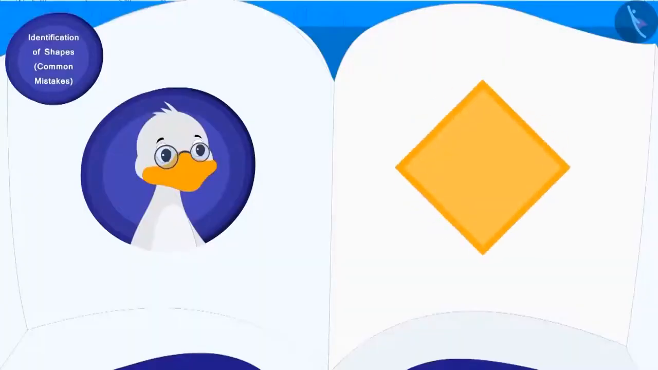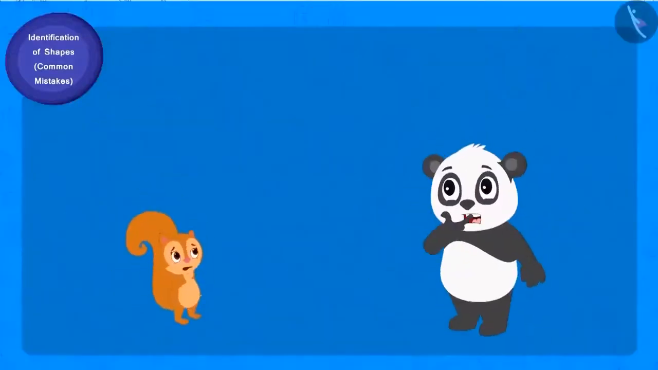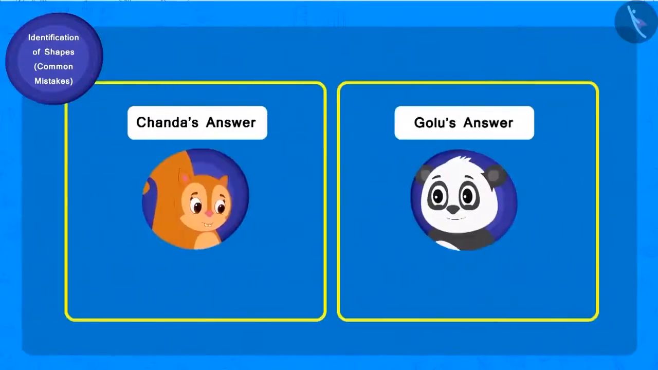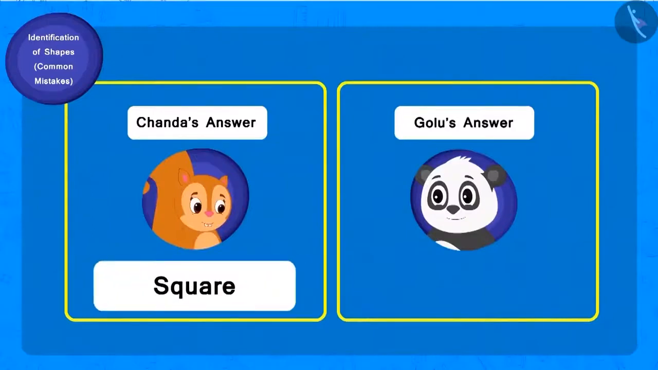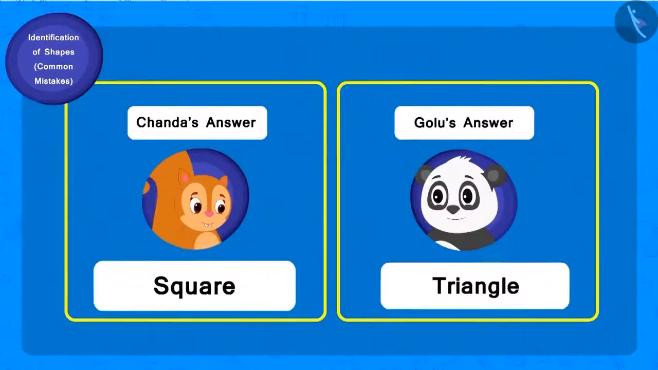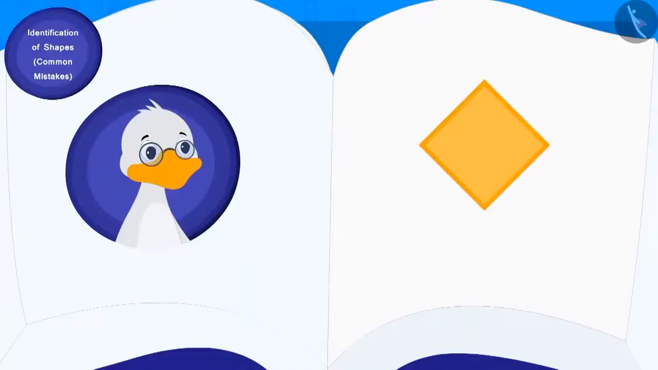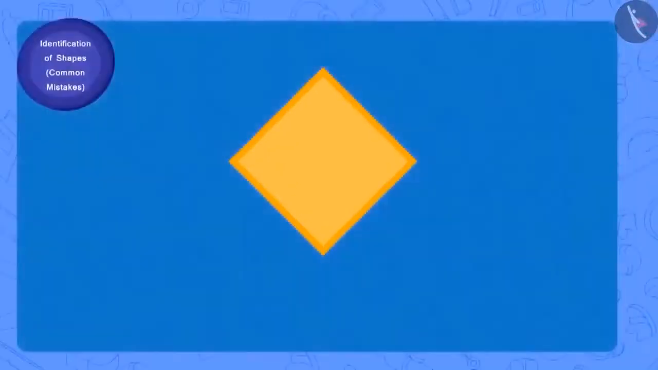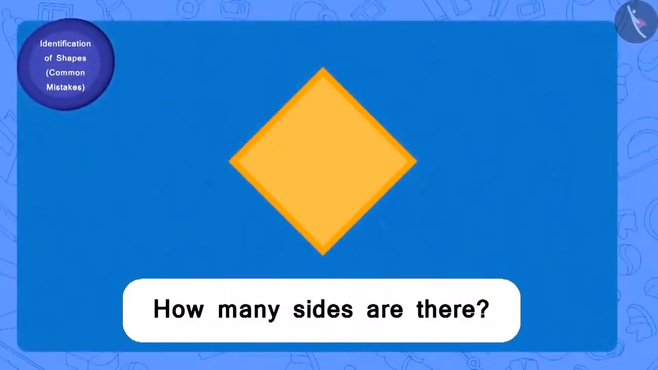Chacha first showed this piece of burfi. Both Chanda and Golu started thinking. Both of them wrote their answers. Here is Chanda's answer and here is Golu's answer. Come, let us look at the piece of burfi that Chacha has shown. How many sides does it have?